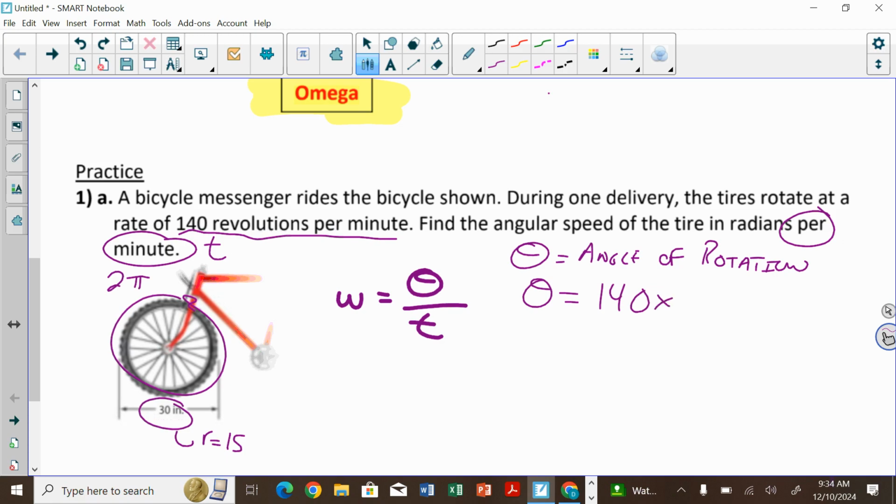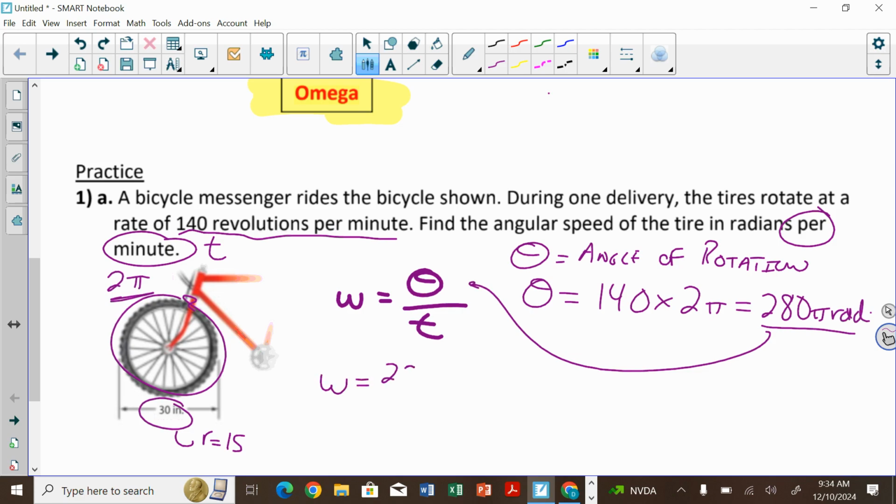Times, well, what does it go? Every rotation is 2 pi. That's why we figured that out over here. So really it's going to be about 280 pi radians. So plugging that in here, I can easily get my answer of W equals 280 pi radians per 1 minute.